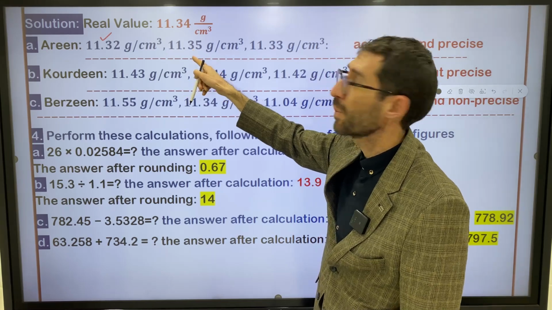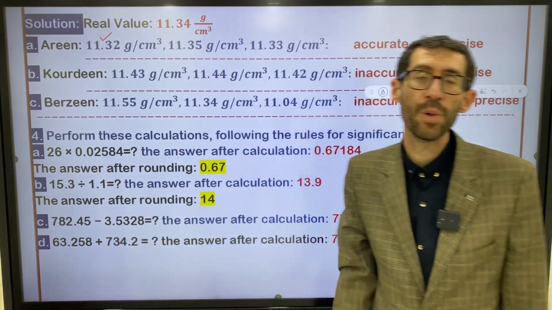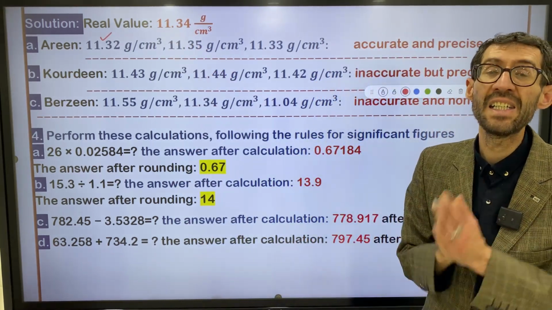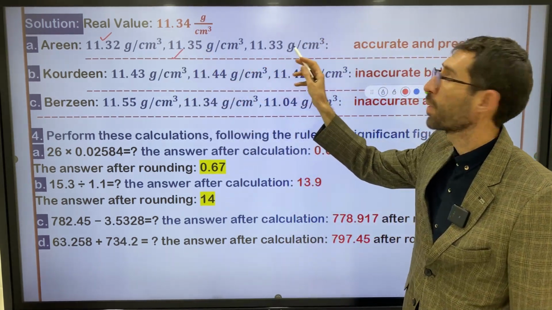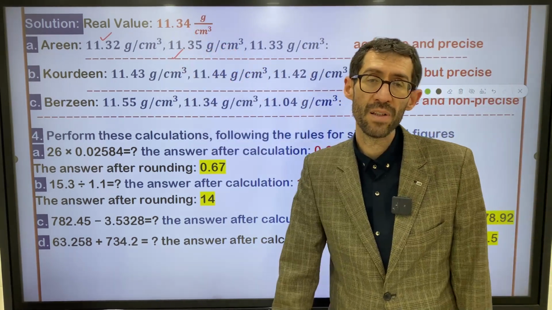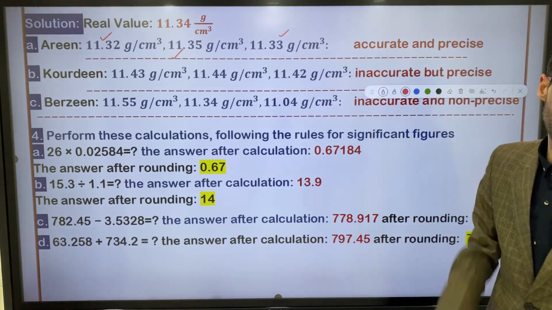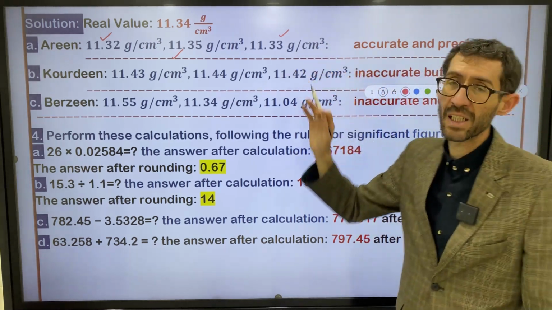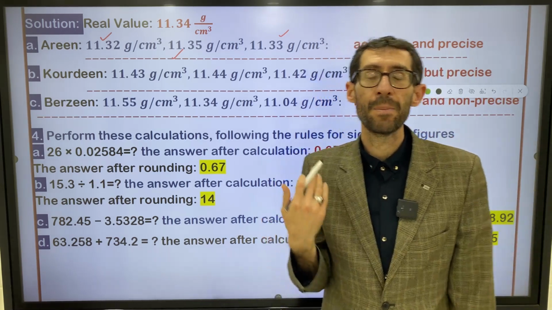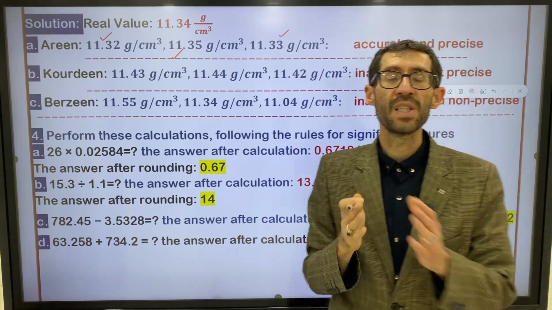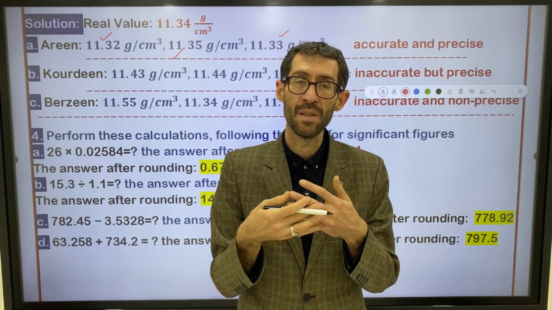Number 2, 11.35 versus 11.34. They are very near to one another, so we accept it. The last one, 11.33 versus 11.34. They are close to one another. That's why they are accurate. The readings are accurate. Let's study precision. I told you precision means comparison between the measurements among themselves, right?